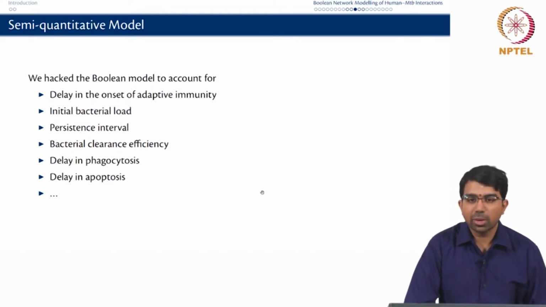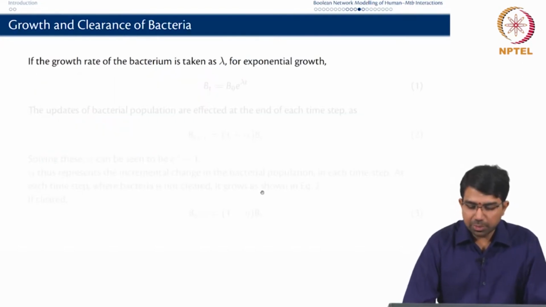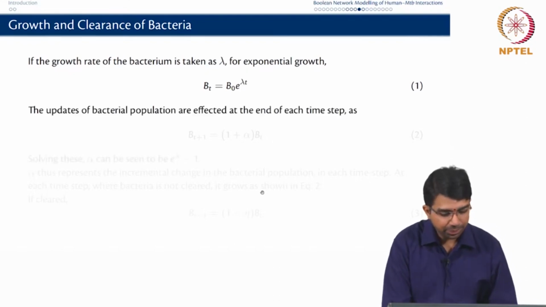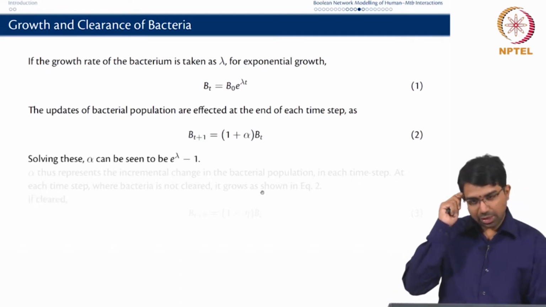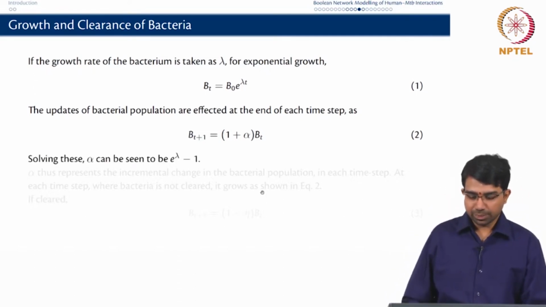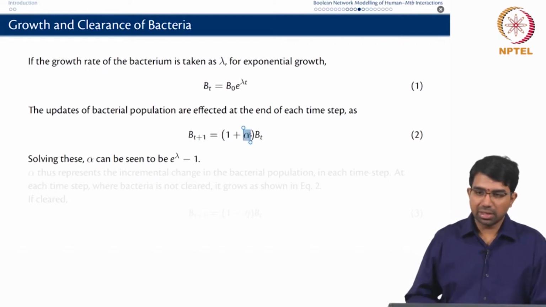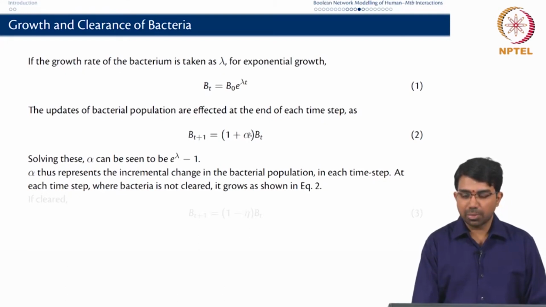So, we made essentially a semi-quantitative model for this, and if the growth rate of bacterium is taken as lambda for exponential growth, you can think of a simple equation like this. B_t is B_0 times e to the lambda t, and we can update the population in this fashion. We can say B_(t+1) is (1 + alpha) times B_t, and solving this you can see that alpha is nothing but e to the lambda minus 1. Okay, this is very simple. So, we used alpha as an input parameter to the model, and alpha is nothing but the incremental change in bacterial population at each time step.